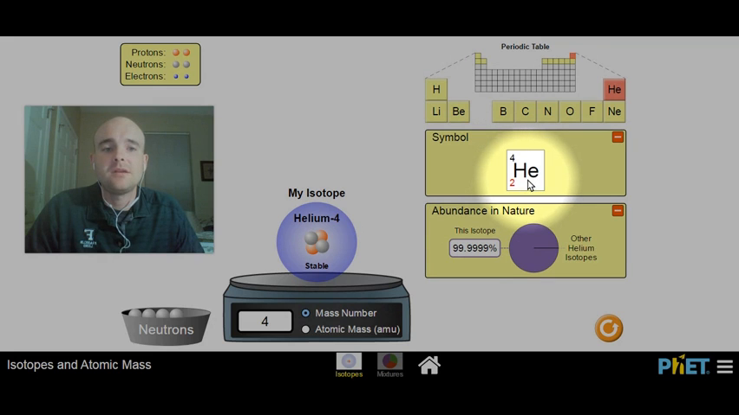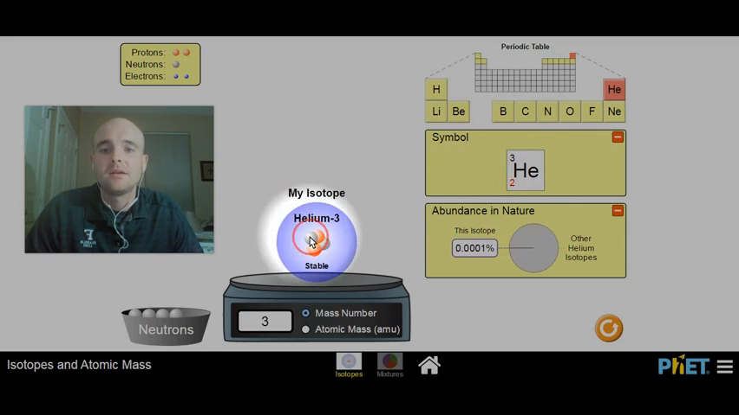nuclear notation here, where it has the element symbol helium and a 4 in the top left corner. The 2 on the bottom is the atomic number, which is the number of protons. If it's helium, that will always be a 2. Always, always, always. So if I move to the helium-3, this is still a 2.